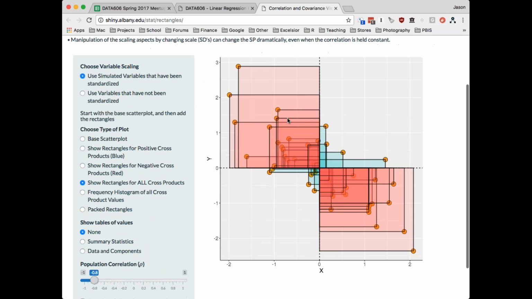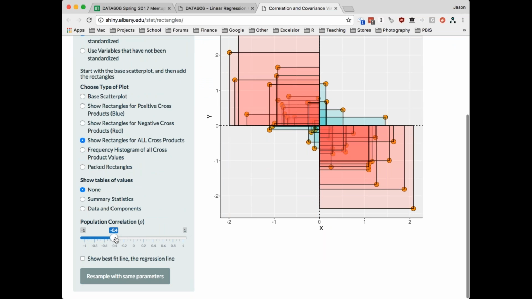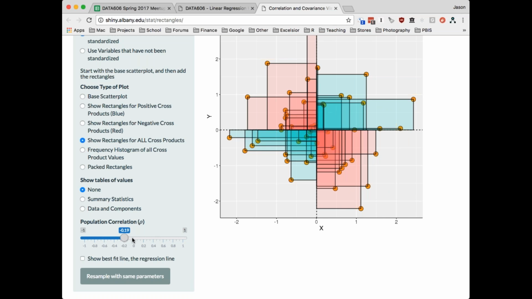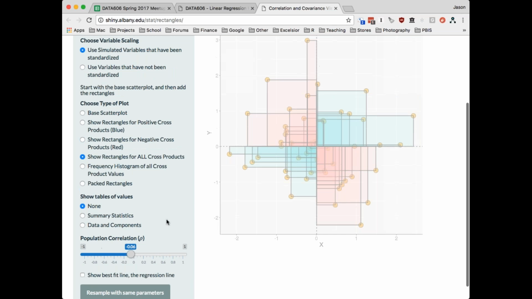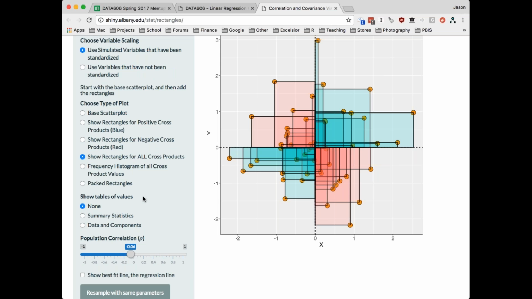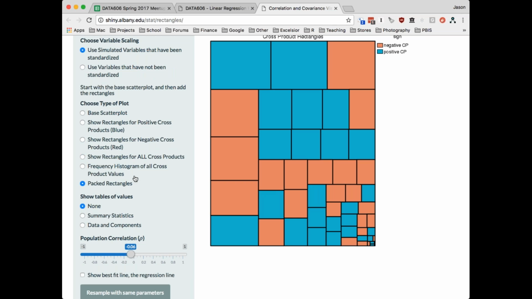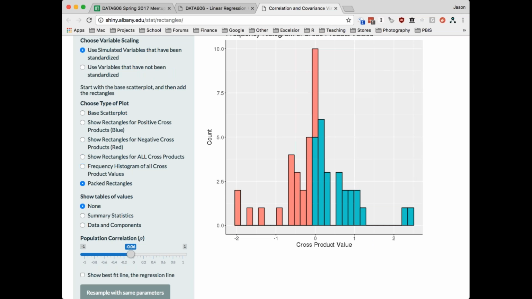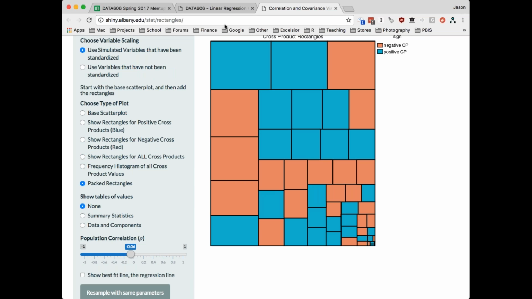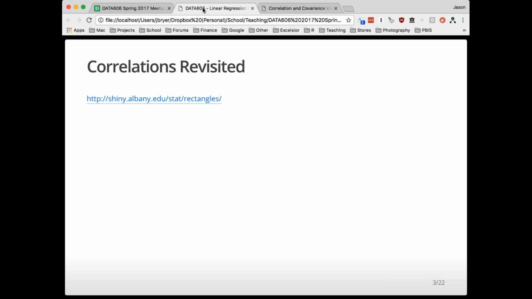Right. So now we're going to have a negative correlation because we have more of the cross product pieces in quadrants 2 and 4, in the negative quadrants, if you will, right? And if we get closer to balance, closer to 0, then we have almost the same amount of red and blue boxes. That becomes particularly apparent when you pack them, or if you want to look at the histogram of the frequencies of those. So anyways, I think this is another interesting way of thinking about correlation as a decomposition of the covariance calculations. So take a look at that.